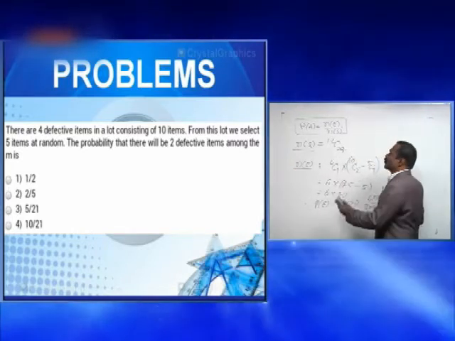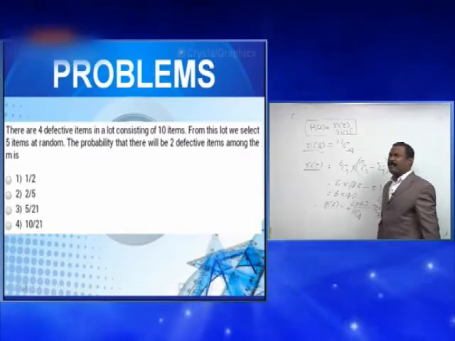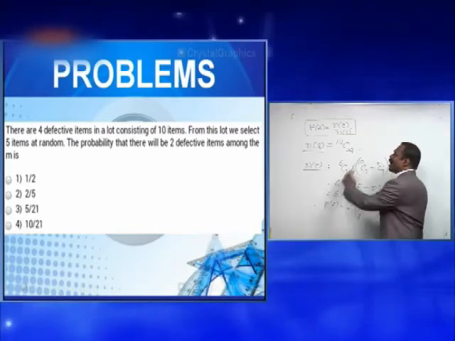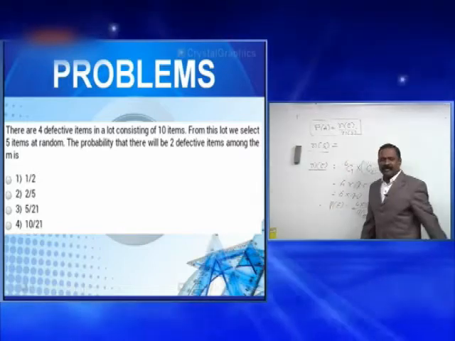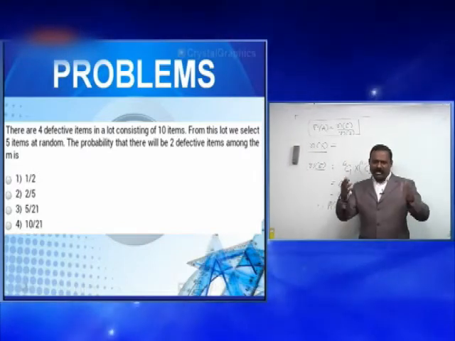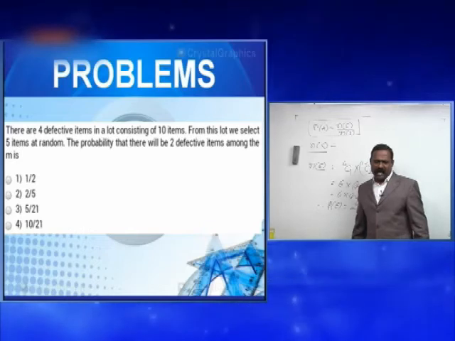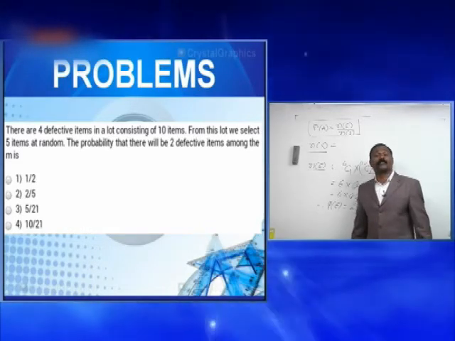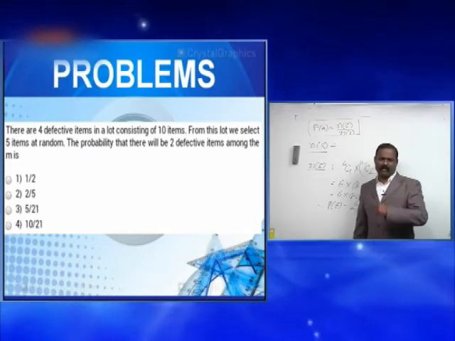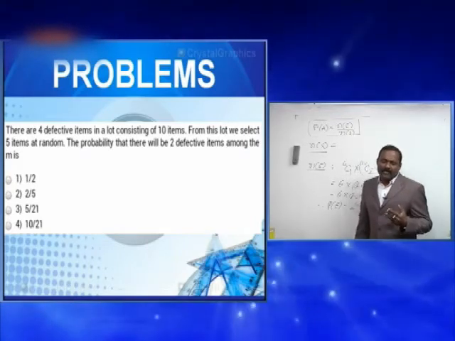Now, let us write. The formula is one and the same. P of A is equal to N of E upon N of S. I need the total number of outcomes, N of S. How many items are taken? How many total number of items are there? First of all, you see that there are 4 defective items in a lot consisting of 10 items. So, how many total number of items are there? 10 total number of items are there. How many items are taken?